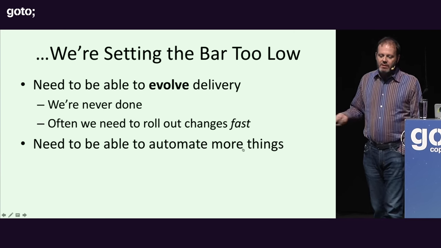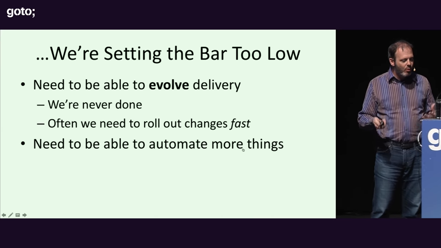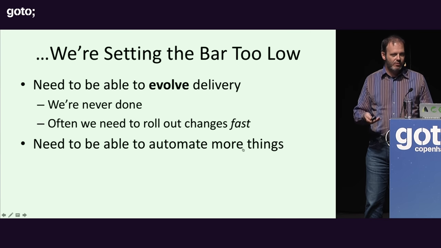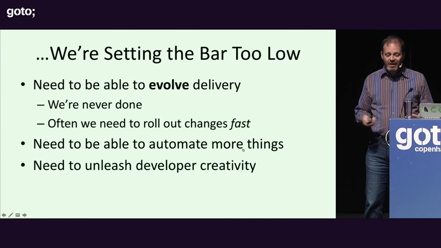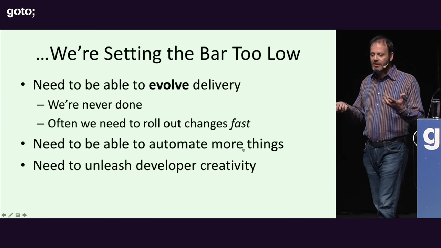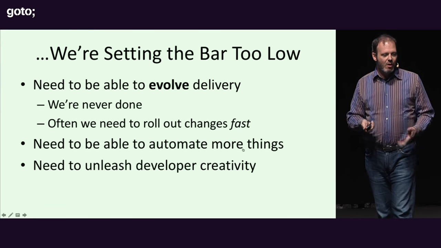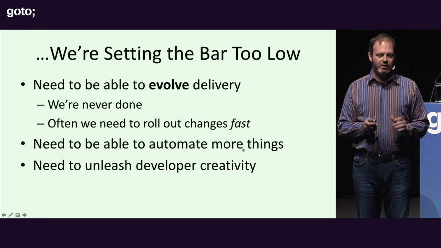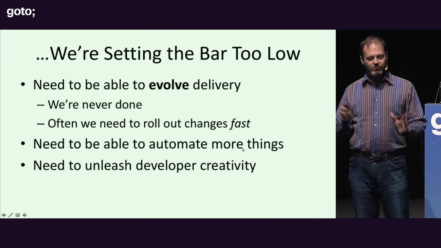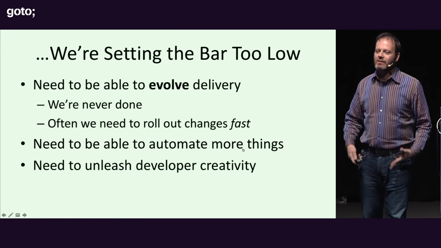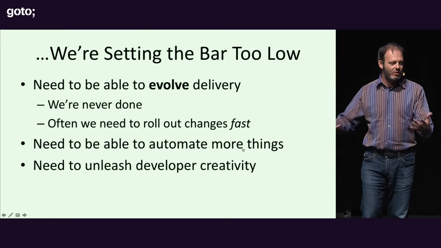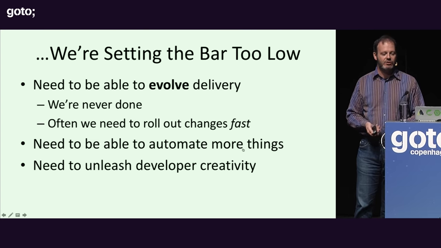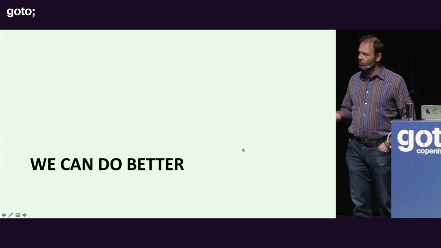We need to be able to automate more things. It's really important for us to be able to move quickly, both in our apps and in our delivery. And ideally, we'd like to be able to unleash developer creativity. Obviously, developer creativity is possible in Bash. Somebody wrote Tetris in Bash, so creativity is possible. But let's say there are environments and languages and module systems that stimulate more developer creativity than Bash. So we can do better.